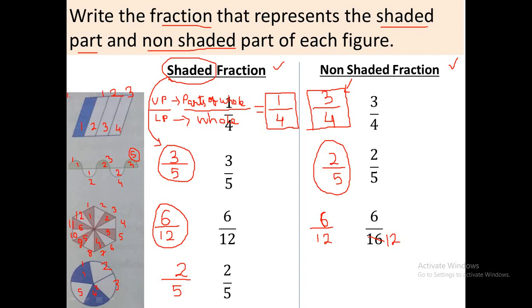Now come to the non-shaded fraction. So how many parts are non-shaded? If out of 5, 5 is total, 2 are shaded. How many non-shaded parts? Obviously 3. 5 less 2 equals 3. Else you can count from here also. 1, 2 and 3. 3 are non-shaded, right? So in place of whole I will write 5 because the figure has been divided into 5 equal parts where 3 are non-shaded parts, right? So the answer is 3 by 5. Okay. I hope this is clear to you all.